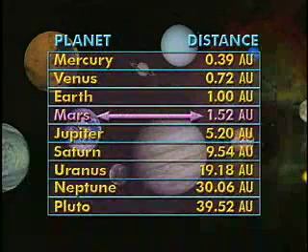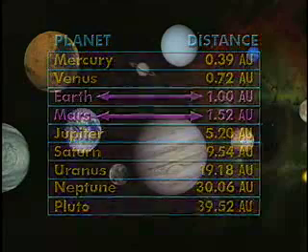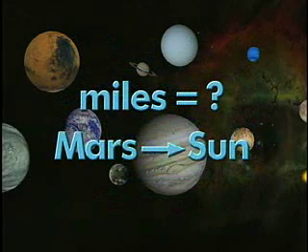So let's have a look at the scale of the solar system, where one astronomical unit equals 93 million miles. Based on the astronomical unit, it's easy to compare the distances between all the other objects in the solar system. The accompanying chart shows the distances to the planets from the Sun in terms of astronomical units. Let's look at Mars. We can quickly see that Mars is 1.5 times further away from the Sun than Earth is. So how far is Mars from the Sun in miles?